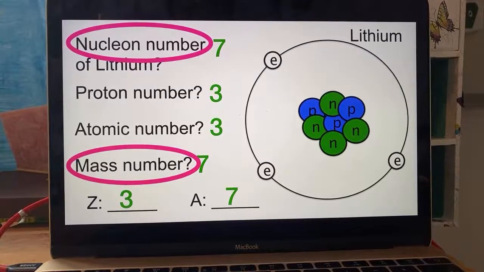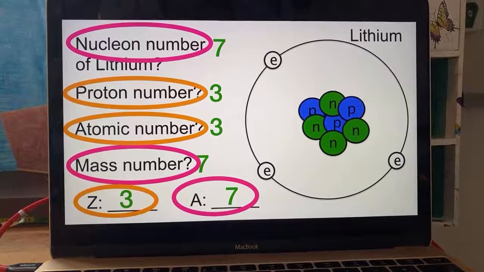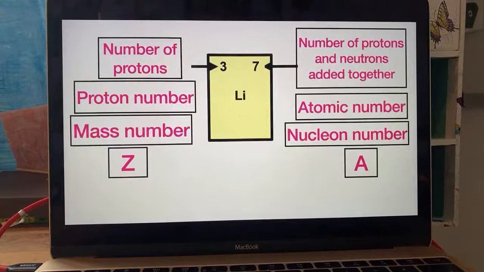So nucleon number and mass number are the same, and A is that as well. Proton number and atomic number and Z, that's all the same thing. It sort of depends on which exam you're doing what you'll end up saying.